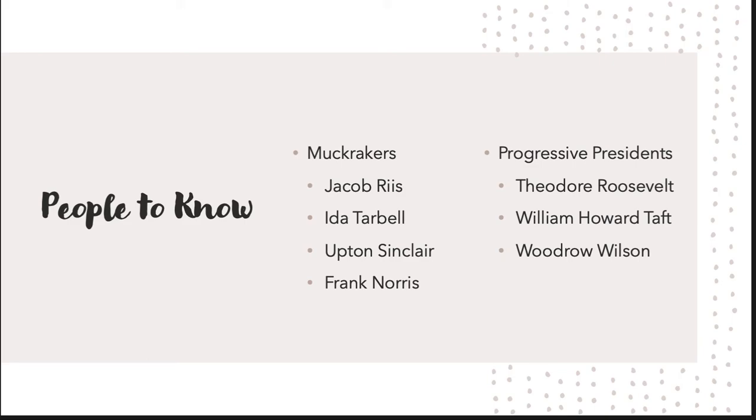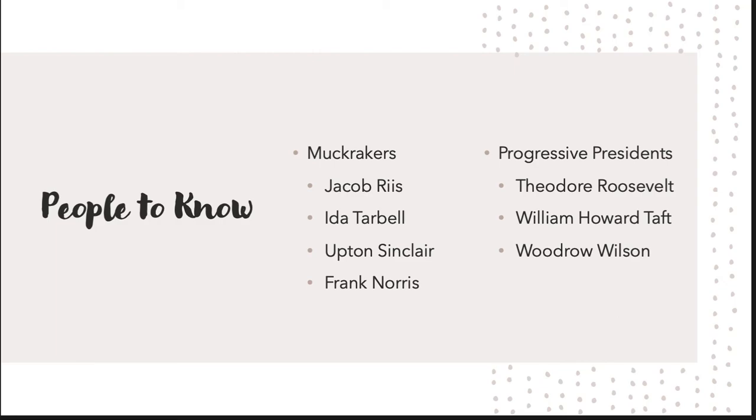Jacob Riis. Ida Tarbell writes The History of Standard Oil, exposing the monopoly that had been created by Rockefeller. Upton Sinclair, you guys read from this, The Jungle, about the meatpacking industry, exposing all of the downsides to no regulation in the meat monopoly in Chicago. The Jungle really hit people in the stomach to cause change there. Frank Norris wrote The Octopus, about the railroad industry, the monopoly, and how it was hurting the farmers in the West.